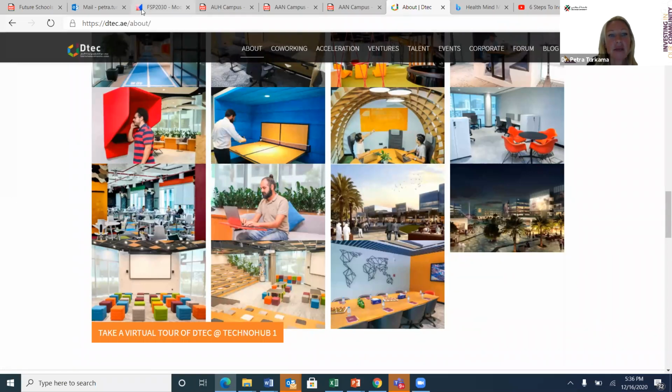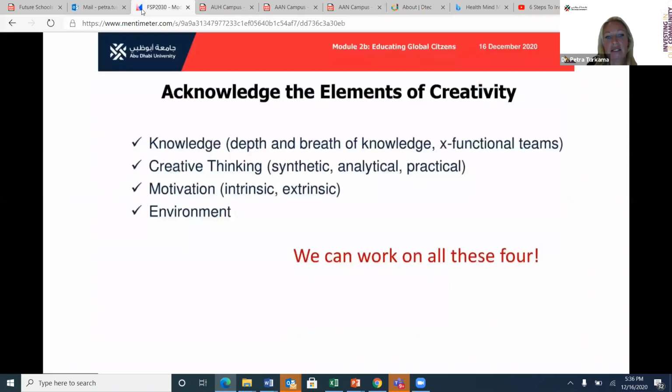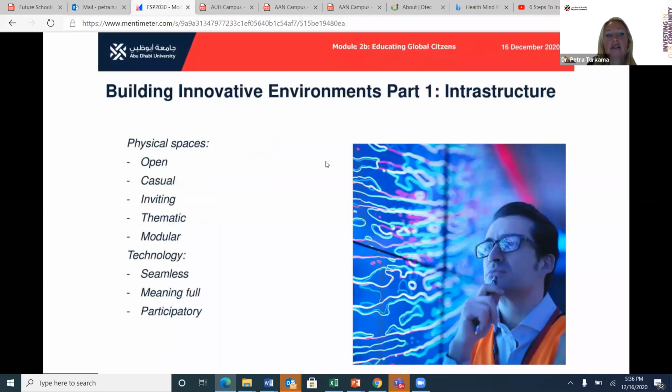So yes, these are the typical kind of physical spaces that are helping. So openness, casual, inviting, thematic. Usually we need to have a theme as well. It could be space, why not? It could be nature, it could be Japan, whatever maybe is reflecting your school as well. Maybe something from the nationality of the school.